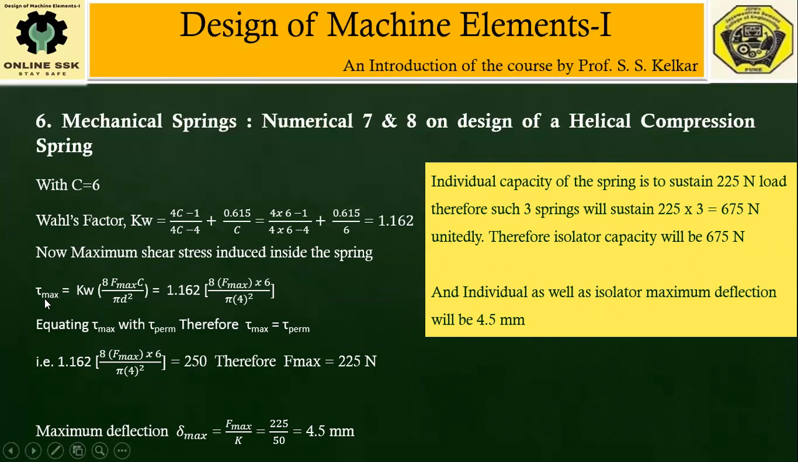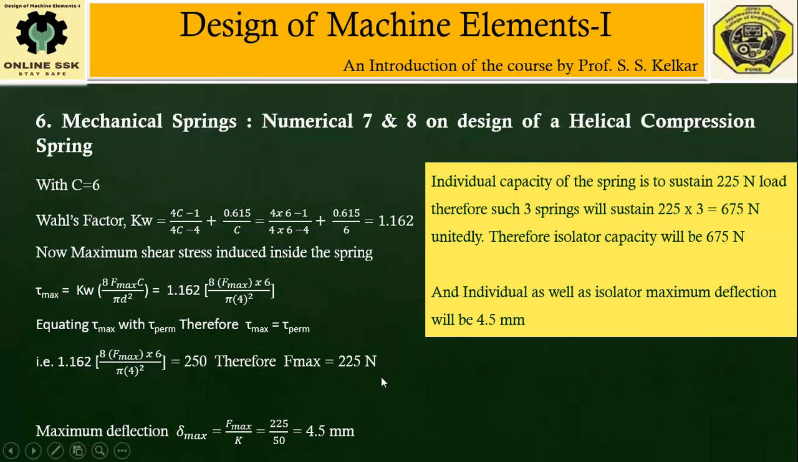If we equate tau max, the tau permissible that is specified, with the tau induced, tau max is calculated as here. Knowing C, we are in a position to calculate Kw. Kw happens to be equal to 1.162. So 1.162 times 8 times F max multiplied by 6 divided by pi d square. So equating induced stress with permissible stress, F max is the only unknown. So F max is calculated as 225.